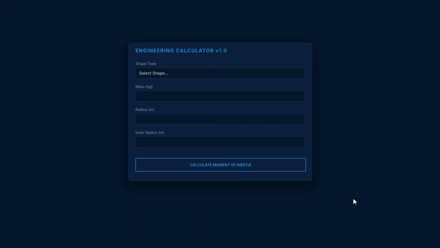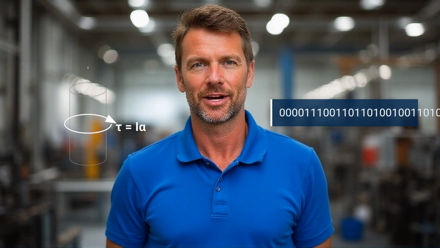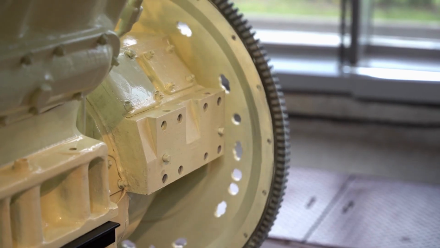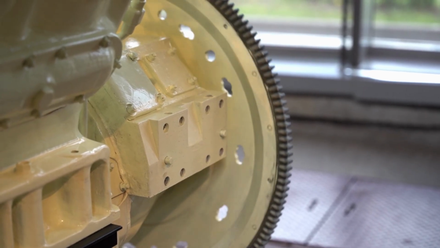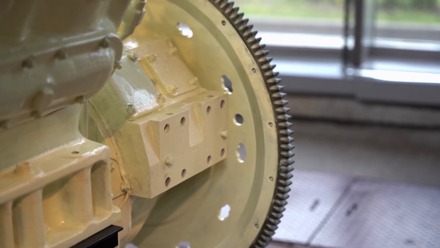After clicking Calculate, the results show the moment of inertia value, which represents the object's resistance to rotational acceleration about its axis. This value is essential for analyzing rotating machinery, flywheels, and mechanical systems, where rotational dynamics matter.